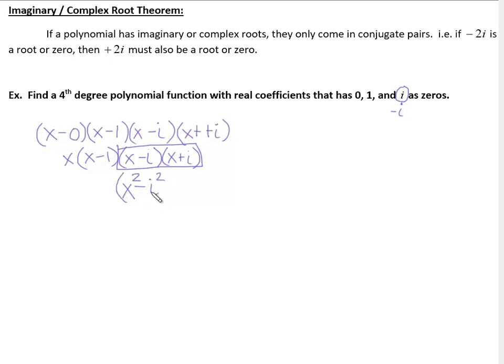And over here we have x times x minus 1. But remember, I can replace i squared with negative 1. So minus negative 1 becomes plus positive 1. So my factor that gave me the two imaginaries is x squared plus 1.